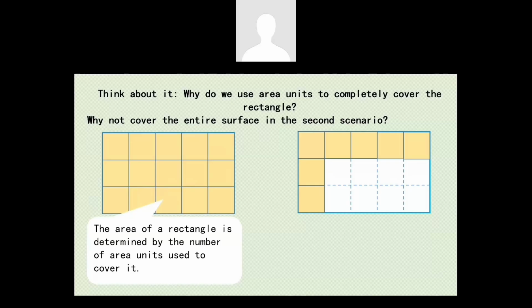Now, an important question. Why do we need to cover the rectangle completely with unit squares? I will give you 30 seconds to think.